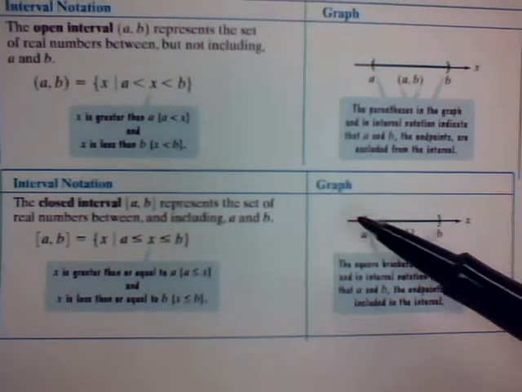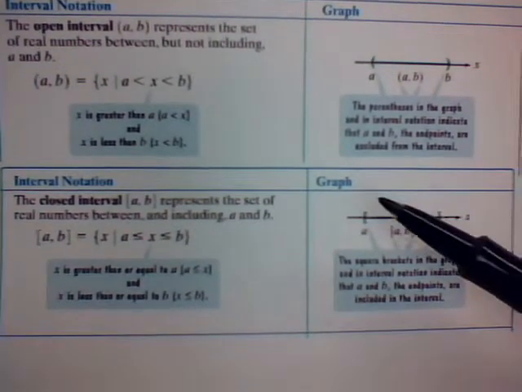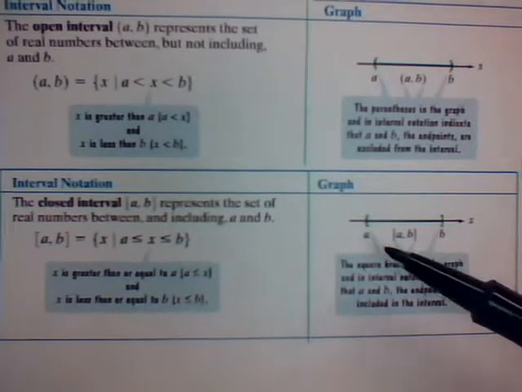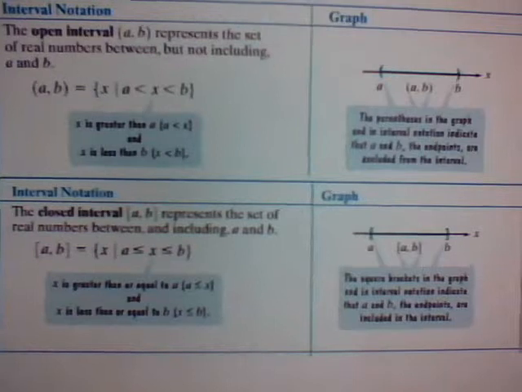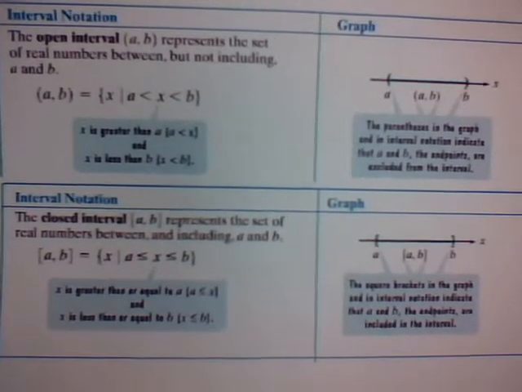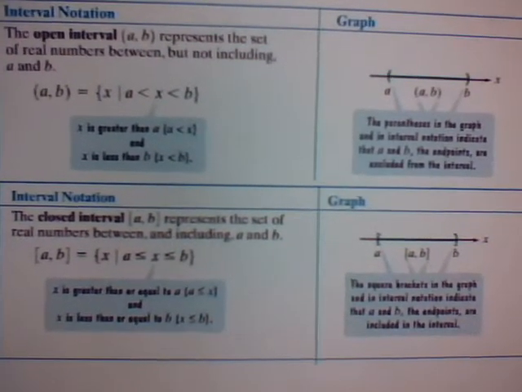And if you were to graph this, there will be a left bracket at a and a right bracket at b, and it's shaded in between, showing all the values of x are between a and b, and it does include a and b.